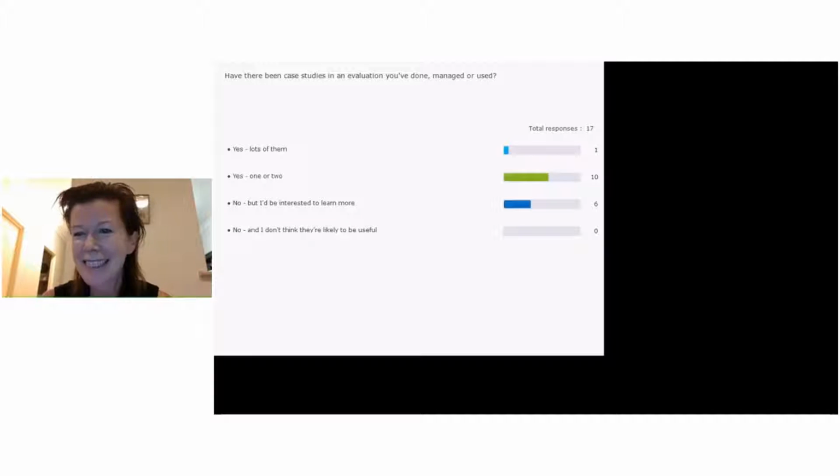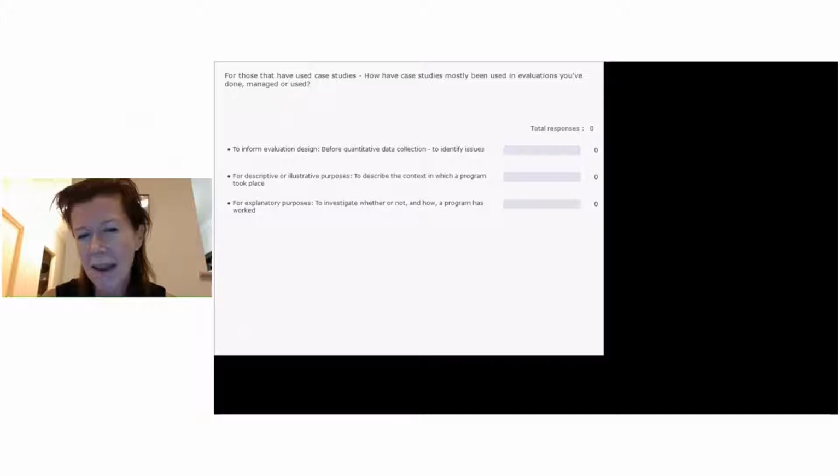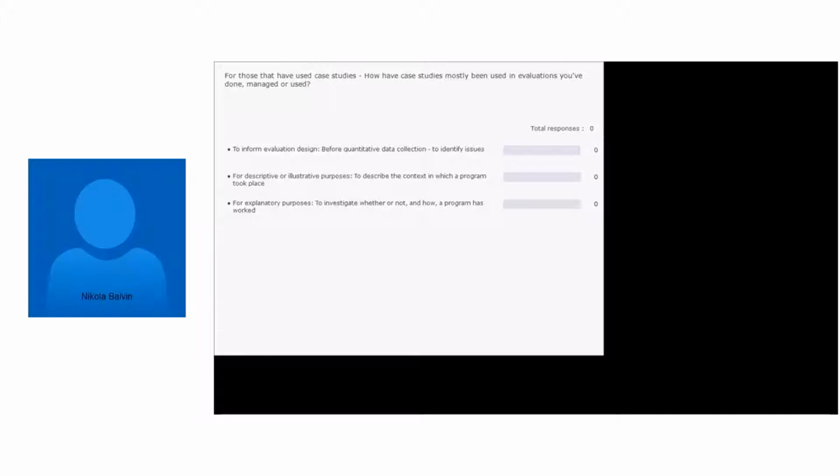It's great to see the numbers come up, although the percentages are obviously not that meaningful when we've got such a small number. But it is great to see that most of you have used, or you've seen some opportunity to use, case studies. There's a follow-up question now, which is just for the people that have used them. Nicola's getting that ready for you now. Hopefully you can see that on your screen.